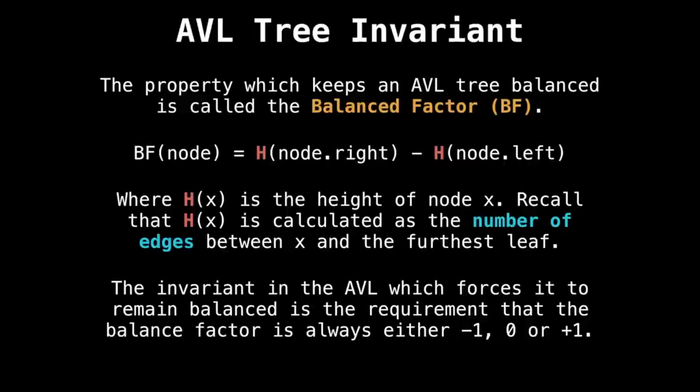For clarity, because people get this wrong or define it differently, the height of node X is calculated as the number of edges between X and the furthest leaf. So if your tree only has one node, the tree has height 0, not height 1, because there are no edges. The invariant on the AVL tree that keeps it balanced is forcing the balance factor of every node to be either -1, 0, or +1. If the balance factor of a node is anything else, we need to resolve that with tree rotations.